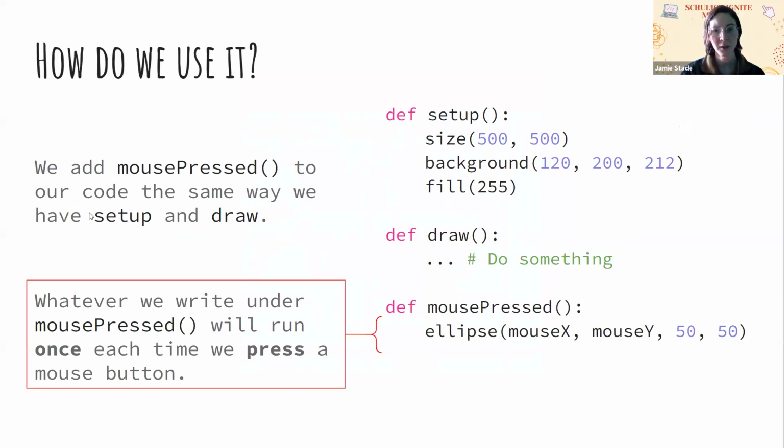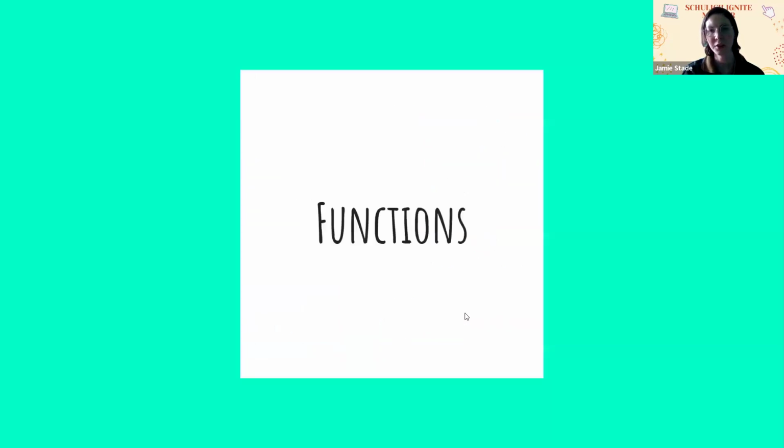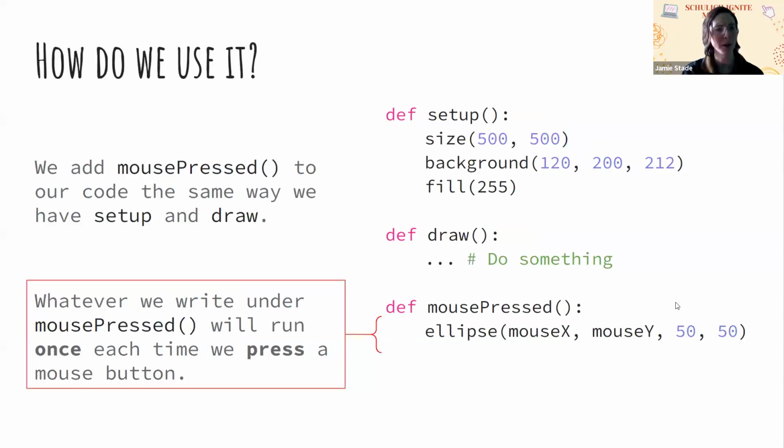So here's an example of how that would be used. We can add mouse press to our code the same way we have setup and draw, and create a function to do something when the mouse button is pressed down. So whatever we write under mouse press will run once whenever we press the mouse button. So for example, let's say every time we press the mouse button down, we want to draw an ellipse. This will let us do that.